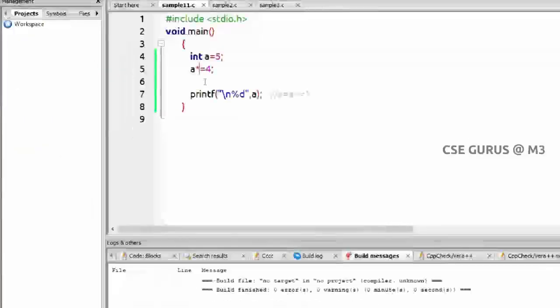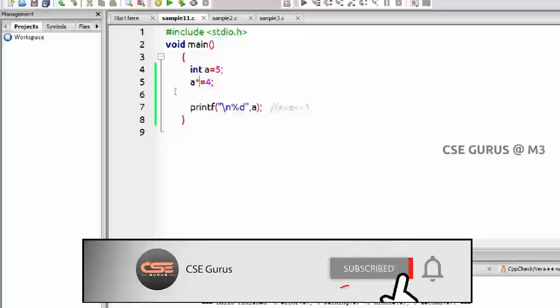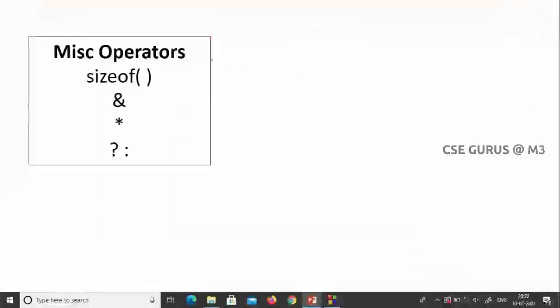So like this you can take any of the operators, which we call assignment operators. Moving on to the next one, miscellaneous operators, like sizeof. This AND is different from the bitwise AND. This is the address operator, which we mostly use in scanf, where you want to read the elements. And this is different from the multiplication operator.